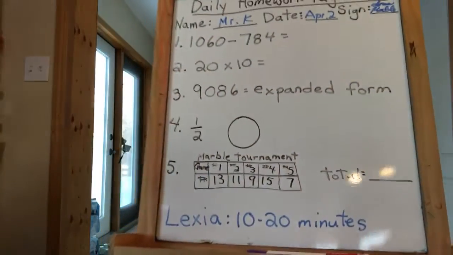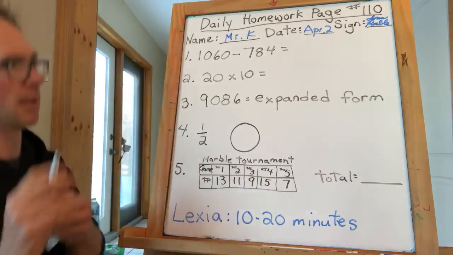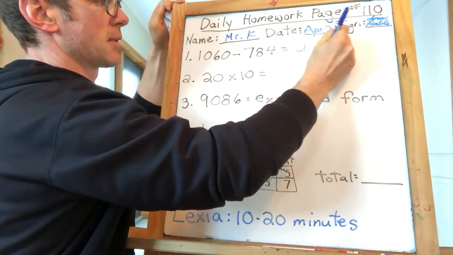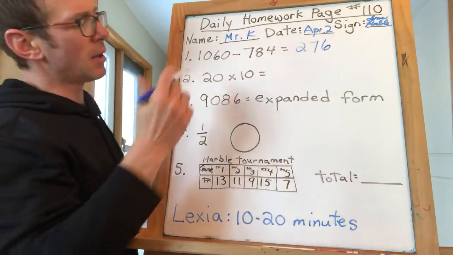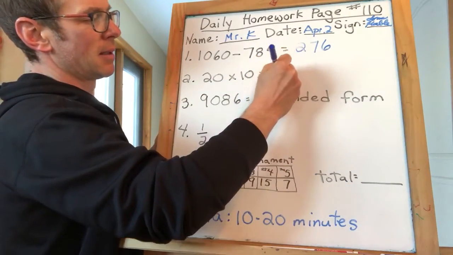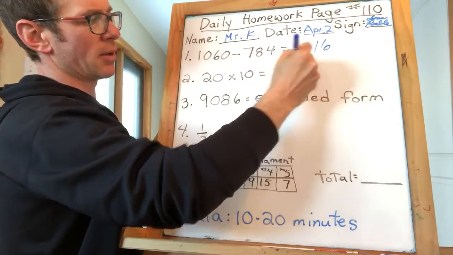Back to the other side. And my answer was 276. All right, 20 times 10. So I know 20 times 1 is 20. 20 times 10 would be 200 then.